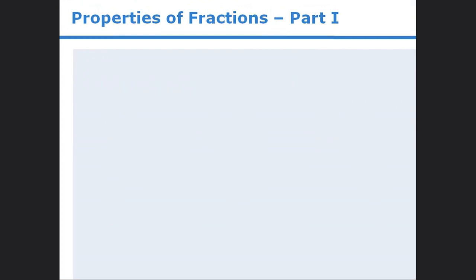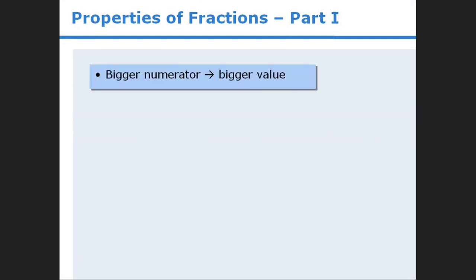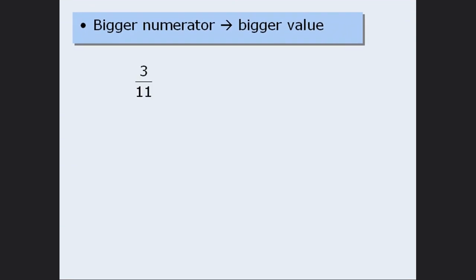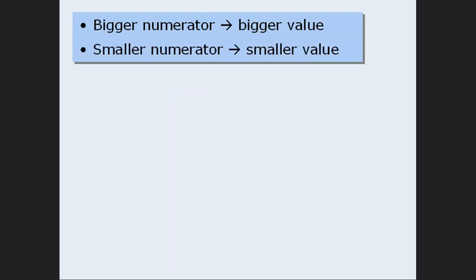Now our next property deals with the consequences of increasing and decreasing the numerator and denominator of a fraction. To begin, if we take a fraction and make its numerator bigger, the effect is to increase the value of that fraction. For example, if we take the fraction 3/11 and increase the numerator to 4, the value of the fraction increases. In other words, 4/11 is greater than 3/11. Conversely, if we take a fraction and make its numerator smaller, the effect is to decrease the value of that fraction.